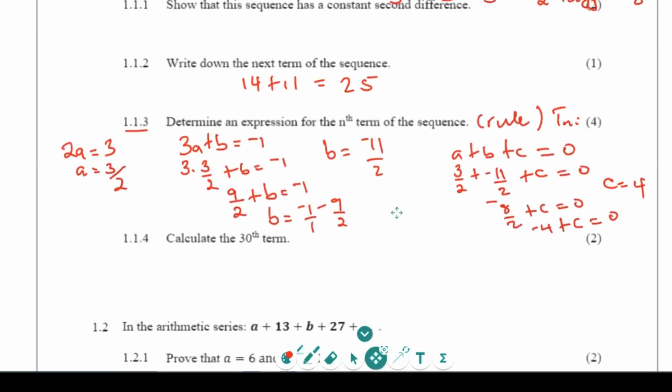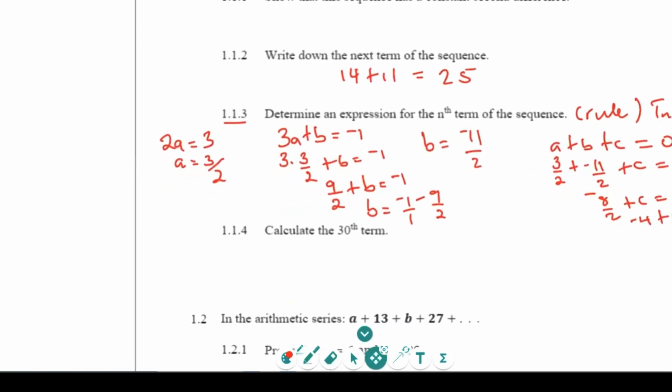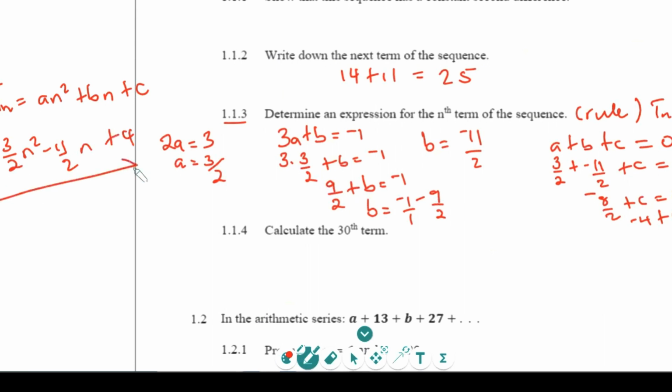Now, since the question is asking for the nth term, we need to rewrite the nth term of a quadratic, which is normally in the form of an squared plus bn plus c. So I'll put in my values. So that is 3 over 2 n squared, and then the b is minus 11 over 2 n, and then our c is a plus 4. So this becomes the nth term, or the rule that is being asked for.